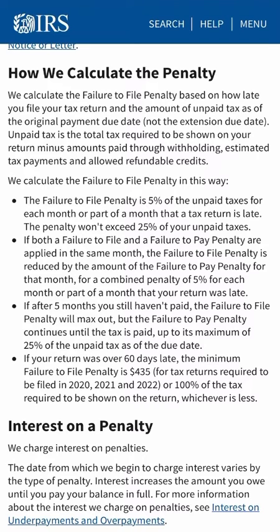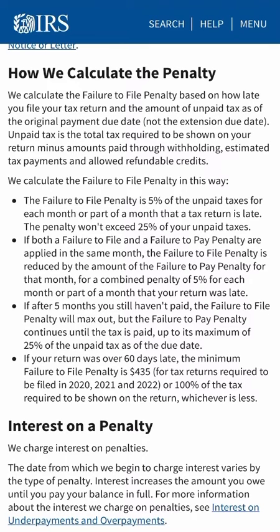The IRS calculates the failure to file penalty based on how late you file your tax return and the amount of any unpaid tax as of the original payment due date, which is the April the 15th or April the 18th deadline, depending on if the 15th falls on Emancipation Day for the District of Columbia. And if that happens, then of course the due date for taxes gets moved to the next business day.